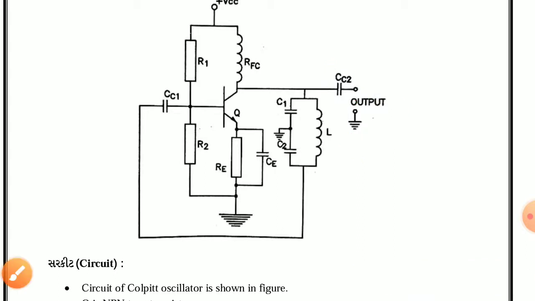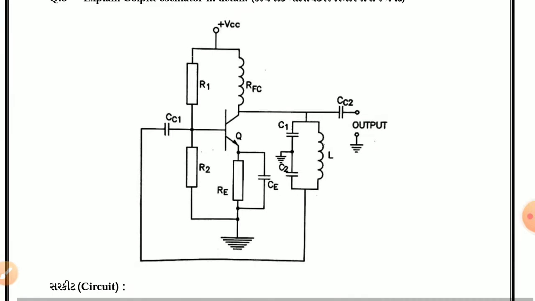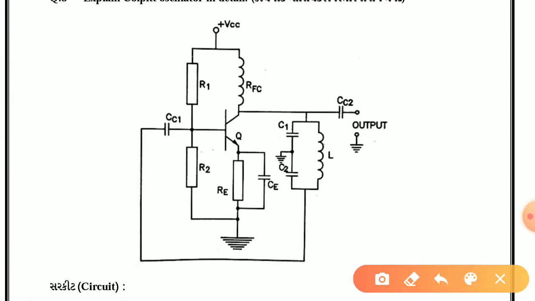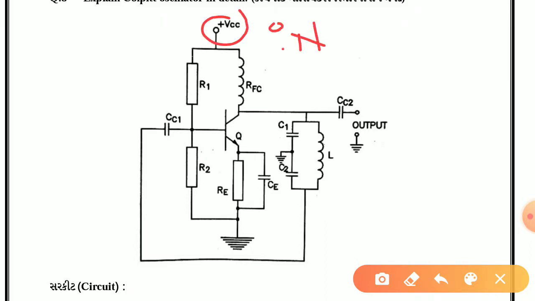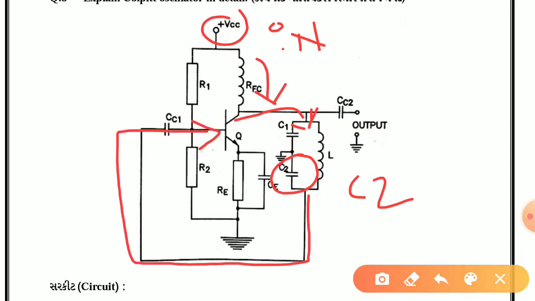Now let's see the working. First I explain on the circuit, then we go for the description. What happens when the power supply is on? The current flows through the RFC, or we can say the collector circuit, and the output is generated and goes into the tank circuit. As the output voltage goes into the tank circuit, some voltage is induced, and whatever voltage is induced in capacitor C2 is given back to the base of the transistor through the coupling capacitor CC1.